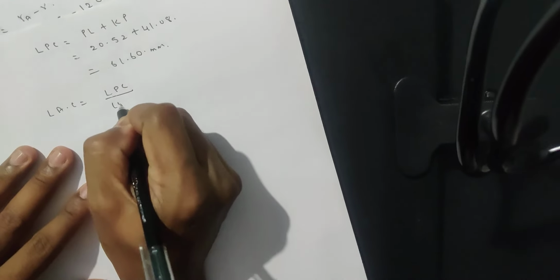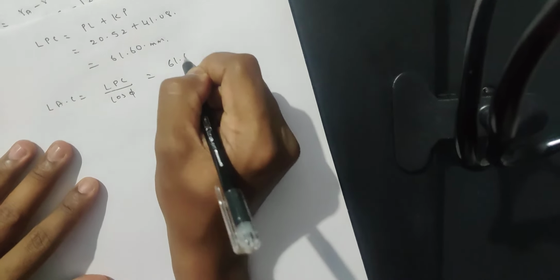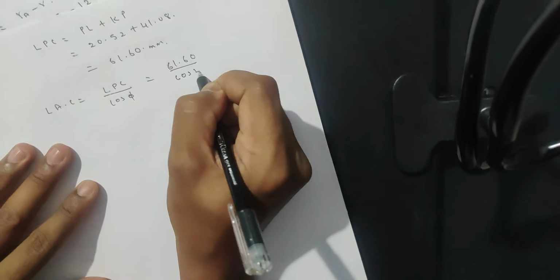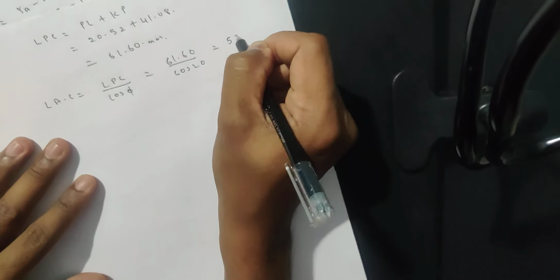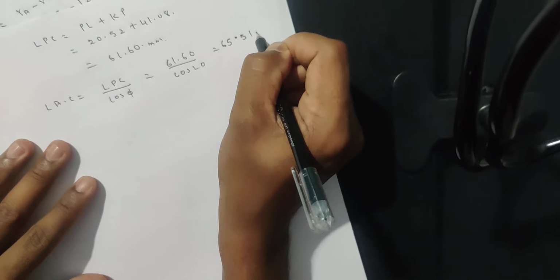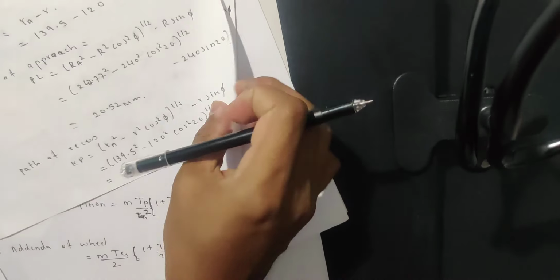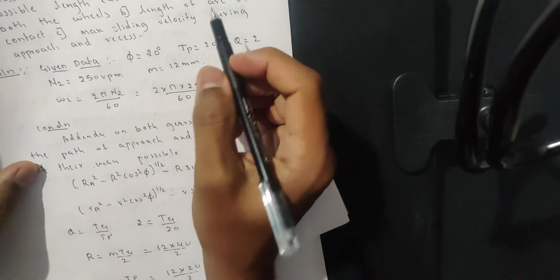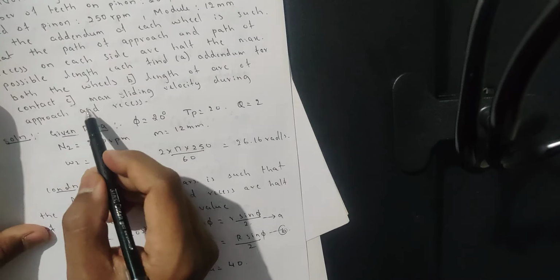Okay, 61.60 mm. Now what they have asked in the problem is the length of arc of contact, which is nothing but length of path of contact divided by cos phi. So 61.60 divided by cos 20, you will be getting 65.51 mm.